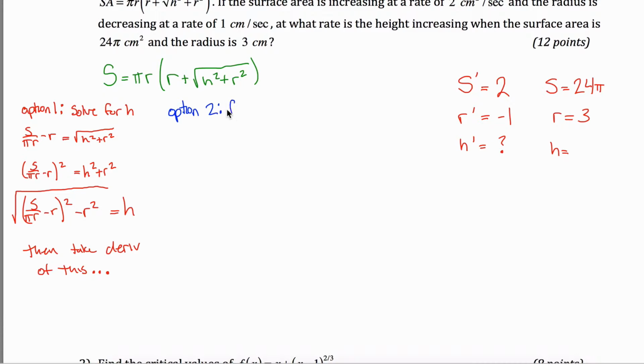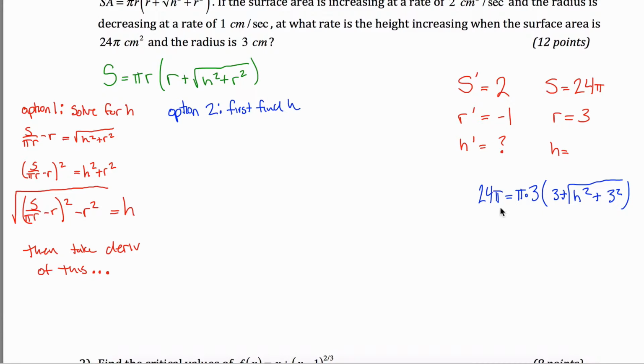I imagine most people do option 2, which is, maybe first find h. So over here I want to solve for what h is equal to, which sounds a lot like solve for h here. Anyways, I know that S is 24 pi, and that's equal to pi times the radius plus the square root of h, which I don't know, squared, plus the radius squared. I have this relationship. You stare at this thing, you'll see there's only one variable here, h, so I can solve for it.